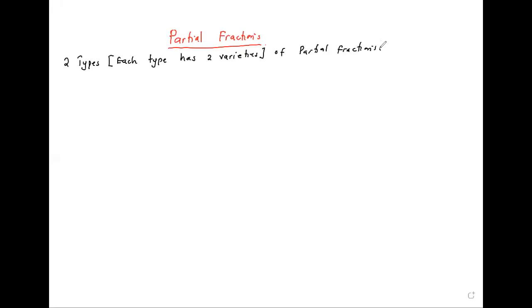So where we have the first type, linear denominators. Second type, quadratic or polynomial denominators. So now categorize them in examples. Resolve into partial fractions.